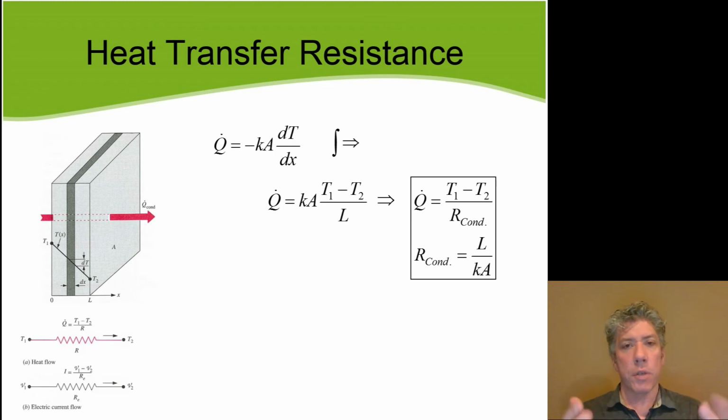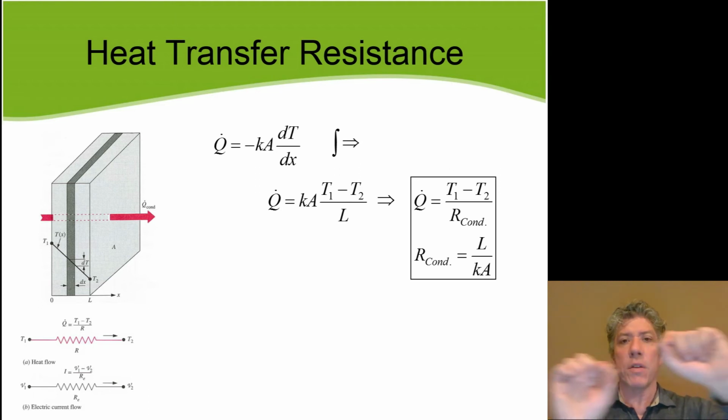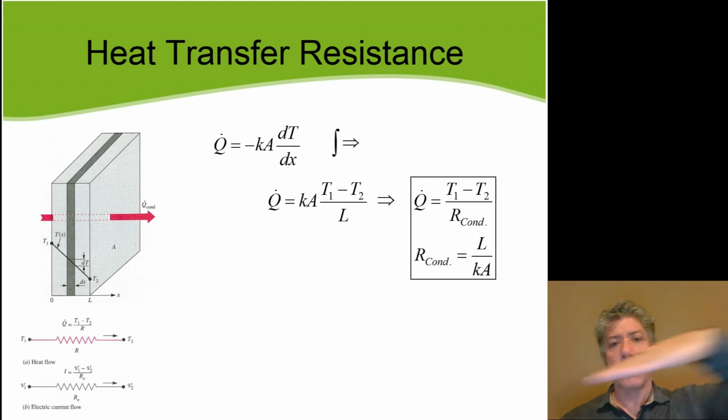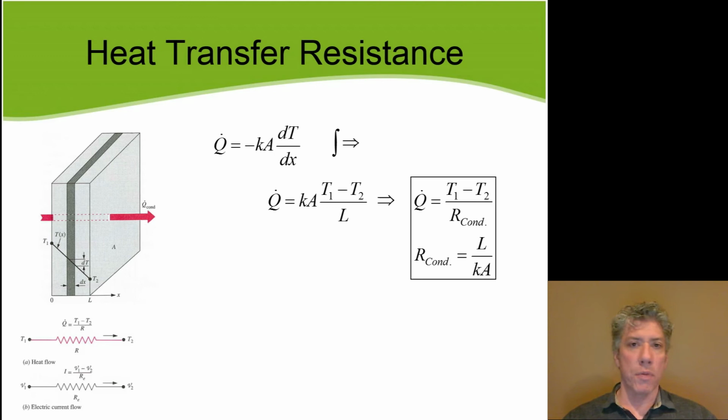Hopefully your intuition understands that if that slab gets thicker and thicker and thicker, then the gradient's going to decrease. In other words, the temperature drop is still the same magnitude, but now it's farther apart. So it's like a hill that's not as steep as it was before, you see. And so the corresponding rate of heat transfer goes down. So it makes sense that L would be in the numerator for resistance, because the greater the thickness, the greater the resistance to conduction.